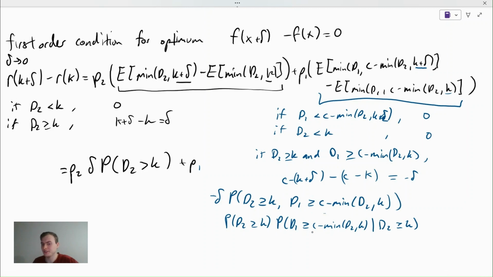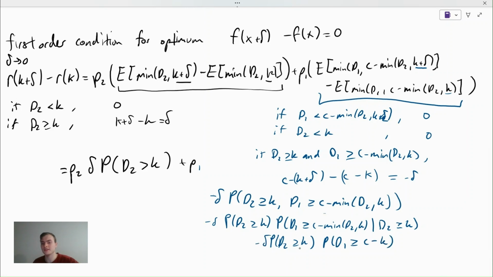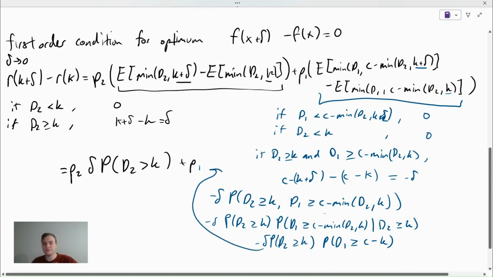We're not assuming independence, but we can still say that this is the same because we have the condition taken in on our right side, right? And when D2 is greater than or equal to K, that means the minimum of D2 and K is just K, like always, right? So this is just probability D2 greater than or equal to K times probability D1 is greater than C minus K, times negative delta. And then, this obviously is our right side over here.